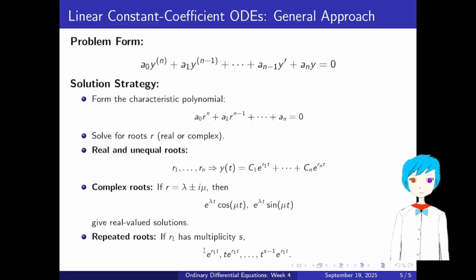Finally, if we have repeated roots, suppose r1 has multiplicity s, then e^(r1 t), t e^(r1 t), up to t^(s-1) e^(r1 t) are linearly independent and they are all solutions to this ODE.